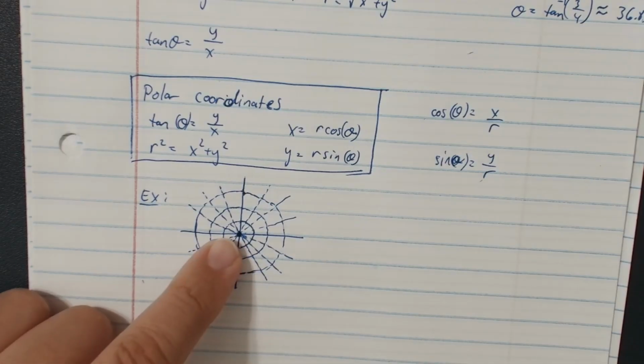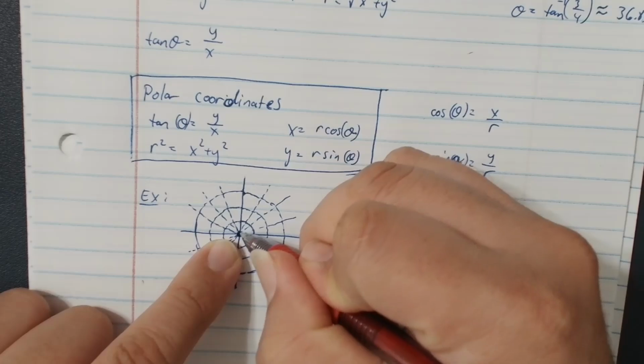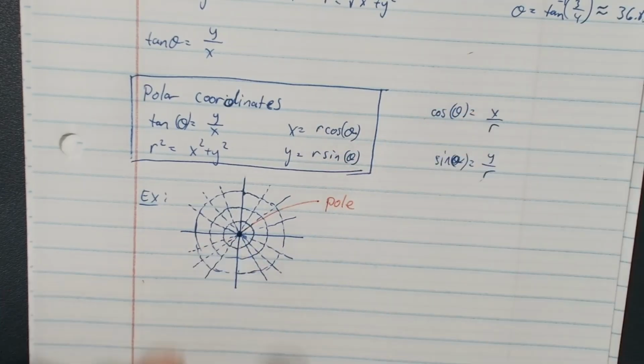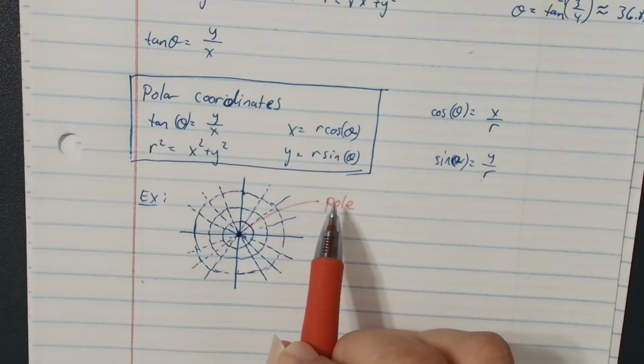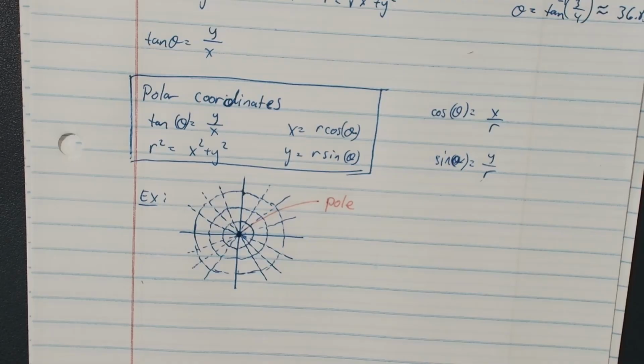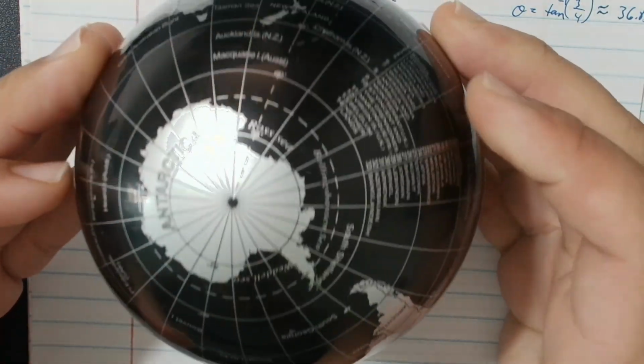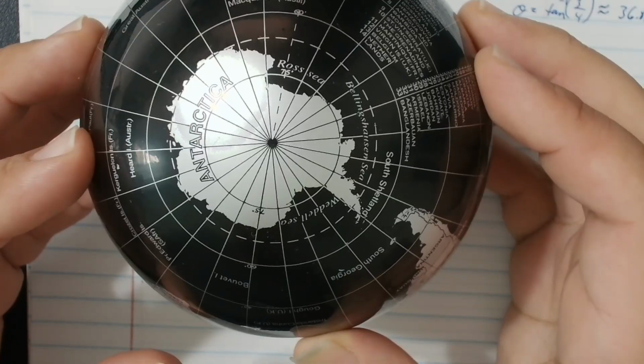So this point in the middle has a name. You say, not the origin? No, this is called the pole. That's why these are called polar coordinates. They're centered around the pole. You say, well, what kind of name is pole? Why on earth would you call it that? Well, take a look at another pole. Here I have a small model of the Earth, a little globe. Does that look familiar?